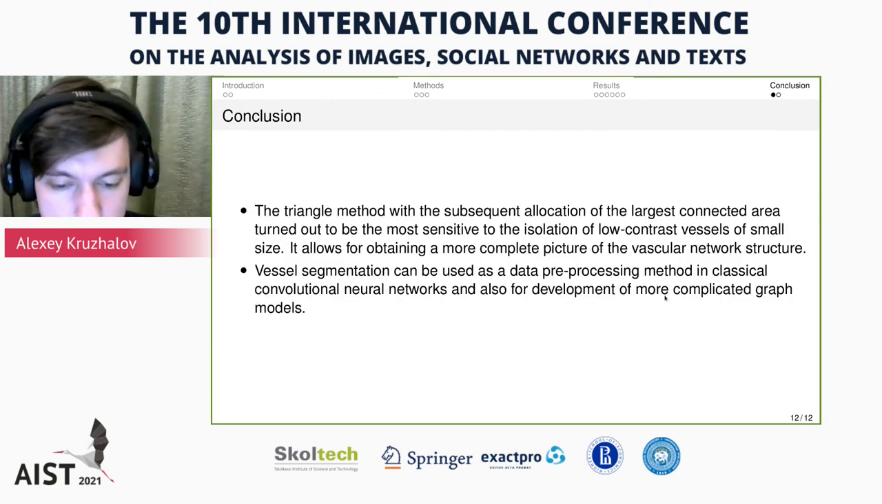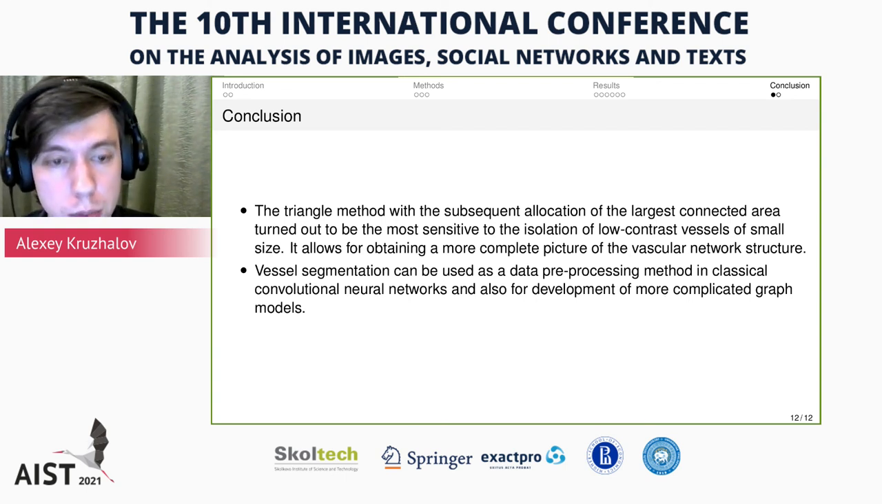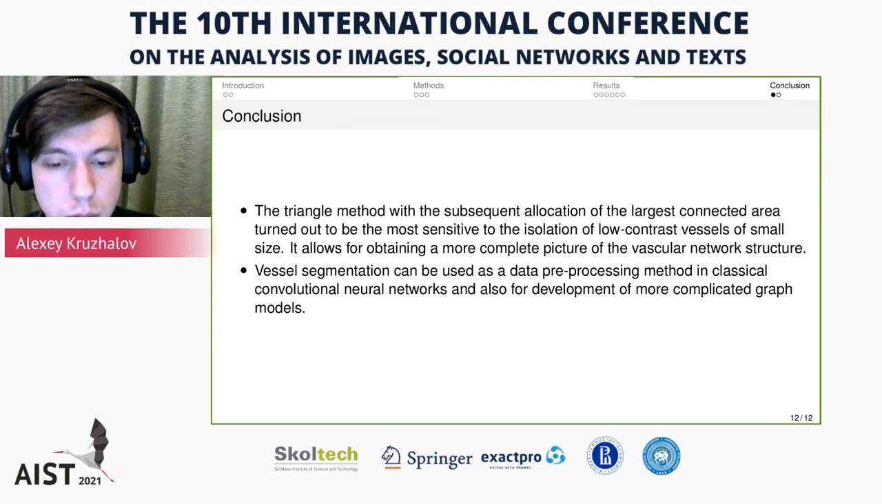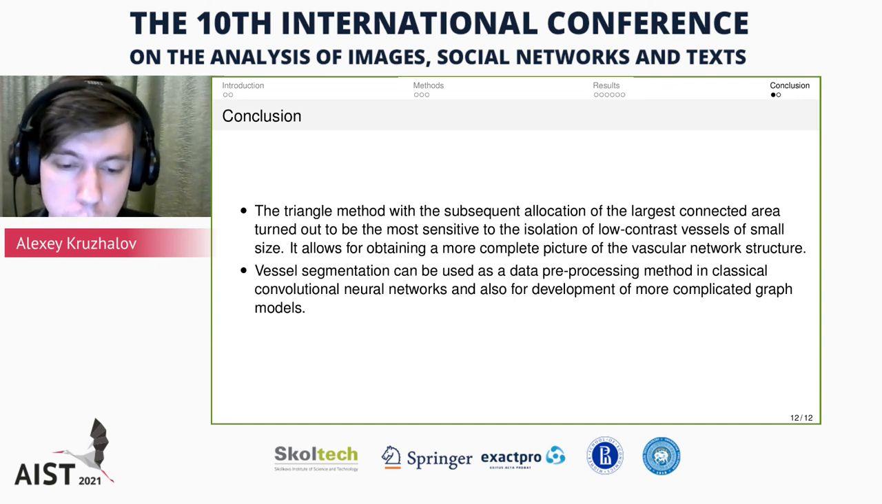Based on the results of the analysis, it was concluded that among the considered methods, the most suitable is the triangle method with the subsequent allocation of the largest connected area. This method turned out to be most sensitive to the isolation of low contrast vessels of small size, and therefore it allows for obtaining a more complete picture of the vascular network structure. And also we can say that vessel segmentation can be used as a data preprocessing method in classical convolutional neural networks and also for development of more complicated graph models.